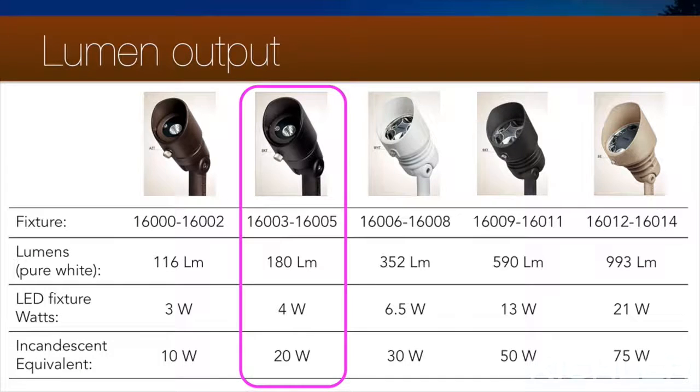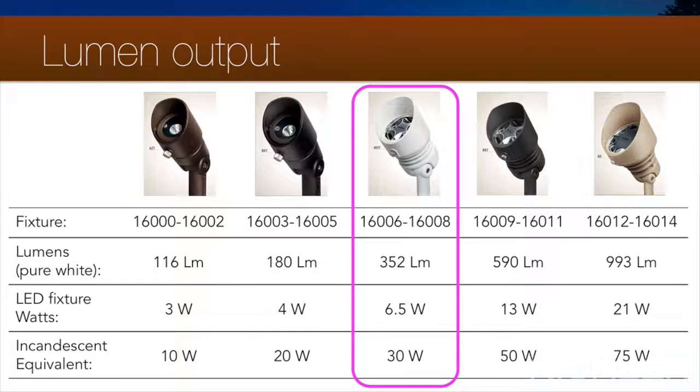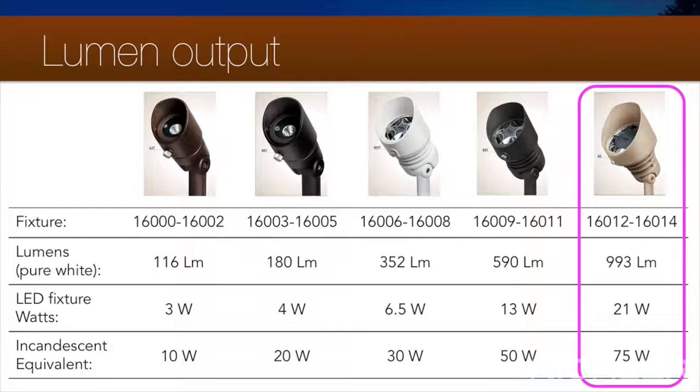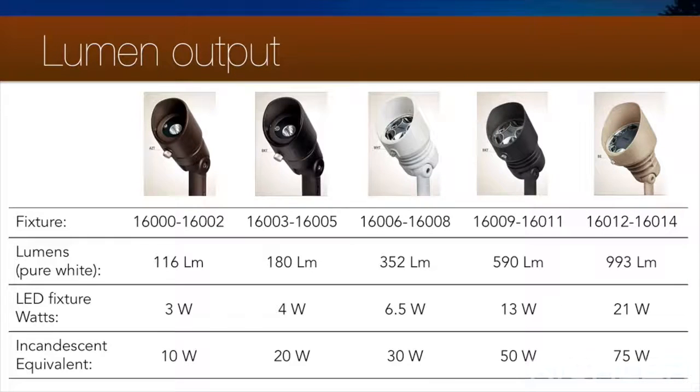The 180 lumen fixture uses 4 watts and is comparable to a 20-watt incandescent lamp. The 352 lumen fixture uses 6.5 watts and is comparable to a 30-watt incandescent lamp. The 590 lumen fixture uses 13 watts and is comparable to a 50-watt incandescent lamp, and the 993 lumen fixture uses 21 watts and is comparable to a 75-watt incandescent lamp. If you do the math, you can see that the LED fixtures use only about 20 to 30% of the electricity of their incandescent cousins to produce an equivalent amount of light.